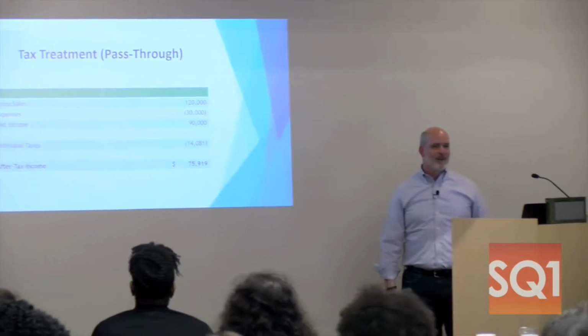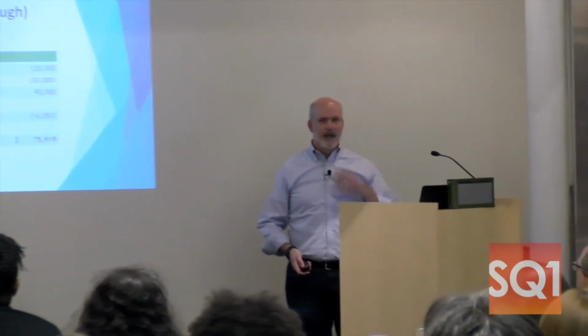Okay. So we've got $90,000 of net income. How is that going to be taxed? If it's passed through, you're going to be taxed on your individual tax return. I did this table long enough ago that I can't remember whether I included state taxes or not. But anyway, your individual income tax would be $14,000 or so. Subtract that from your net income, and after tax you have about $76,000.